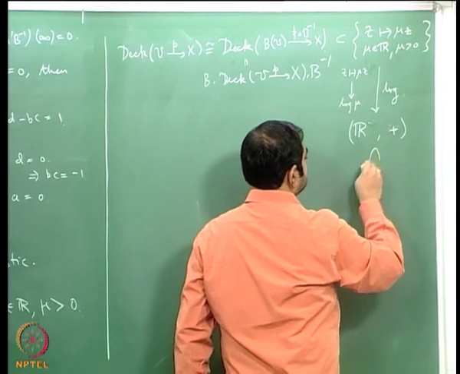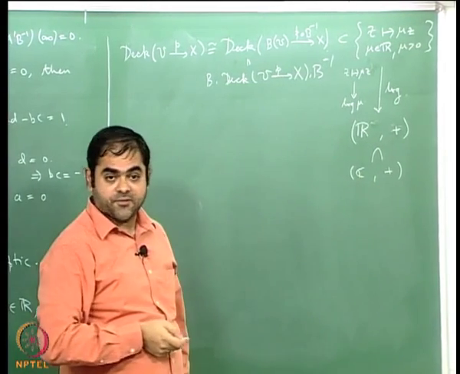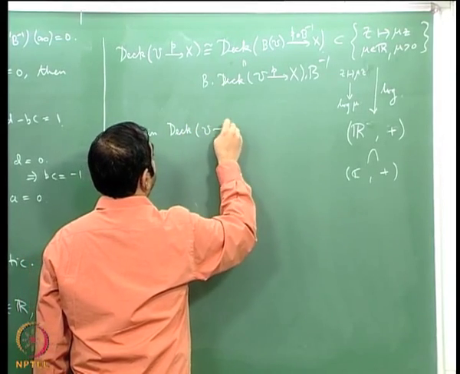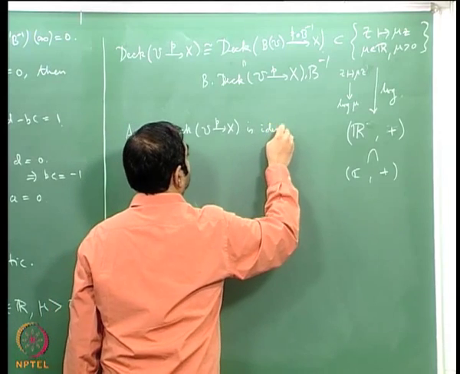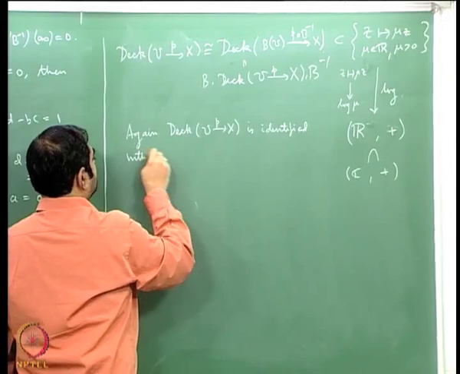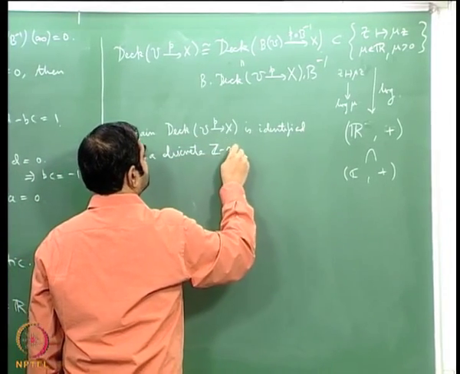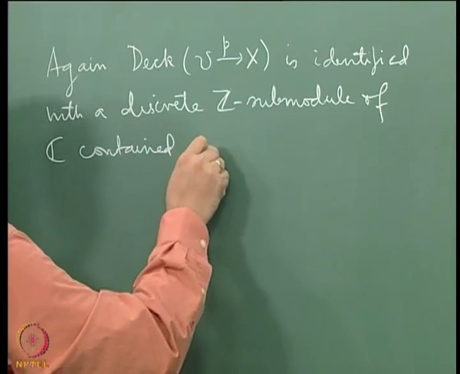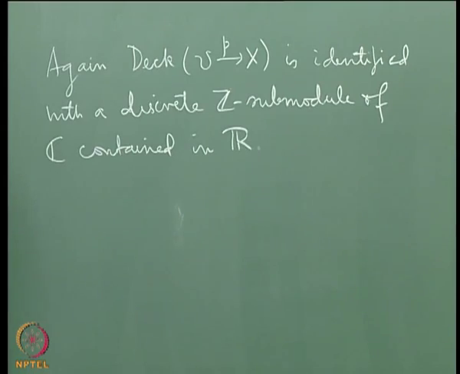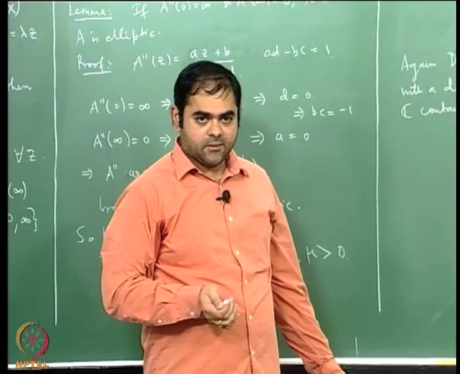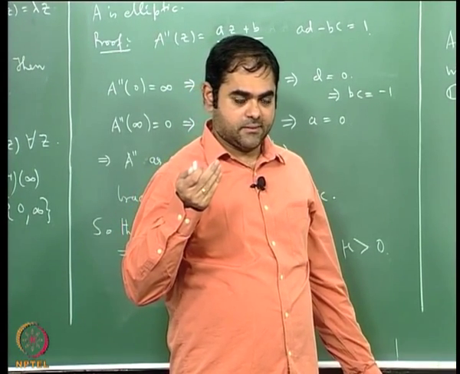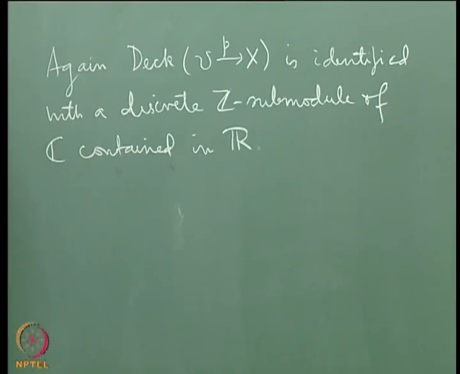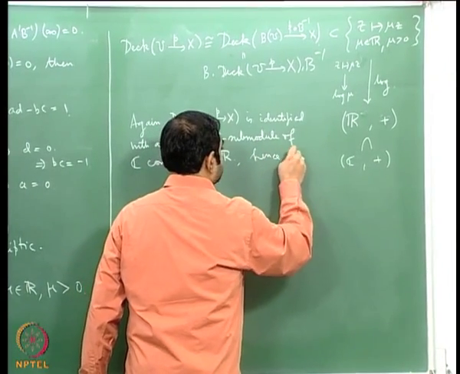Mind you, this is contained in C comma plus. After all, R comma plus is a Z submodule of C comma plus, right? So again the deck transformation group of U over X is identified with a discrete Z submodule of C contained in R. The discreteness can again be proved in a similar way, by making use of these admissible neighborhoods. So you again prove the discreteness, and it becomes a discrete Z module of C contained in R, and therefore it is isomorphic to Z. Hence isomorphic to Z.